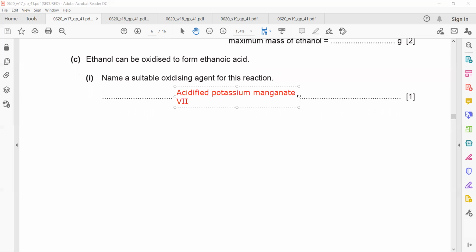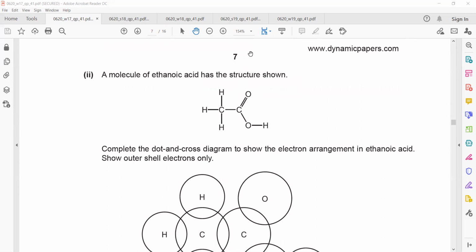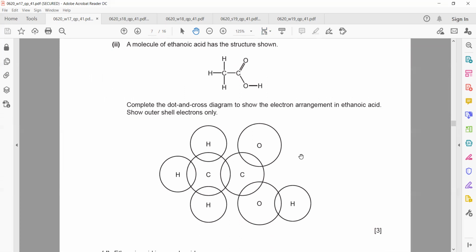You should mention acidified, because if we only use potassium manganate, that will not be effective; it must be acidified. A molecule of carbon monoxide is a reducing agent, not an oxidizing agent. If you write carbon monoxide, that will be wrong, because carbon monoxide is a reducing agent. We need an oxidizing agent, a substance which can add oxygen. If we use carbon monoxide, it will remove oxygen.